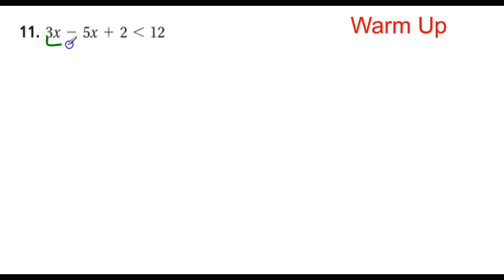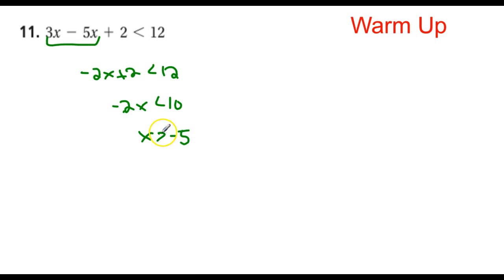This one I can combine like terms right here off the bat, and I get negative 2x plus 2 is less than 12, or negative 2x is less than 10. So x must be greater than negative 5. I divided both sides by negative 2 here, so you flip the sign.